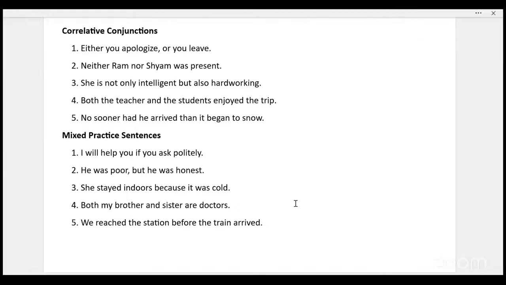Still practice sentences. Madam Manasa, can you tell me the conjunctions in those? Yes, sir. The first one is either... or. Either or. Okay. Then what is the second conjunction? Neither nor.